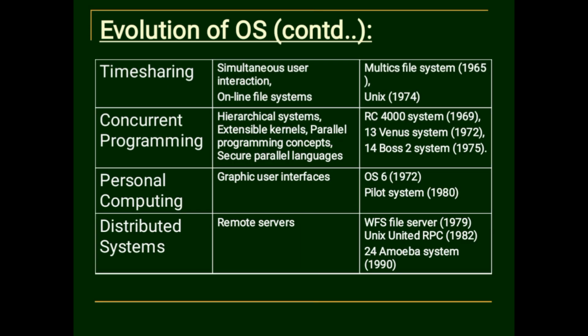Next one, evolution of OS. There are four types of evolution: time sharing and concurrent programming, personal computing, and distributed system. Time sharing: simulation, user interface, online file system. Next one, concurrency: the hierarchical system, extension in parallel programming concept. Next one, personal computing: graphical user interface, remote server. A distributed system is a remote server process. All of you, do you understand now?